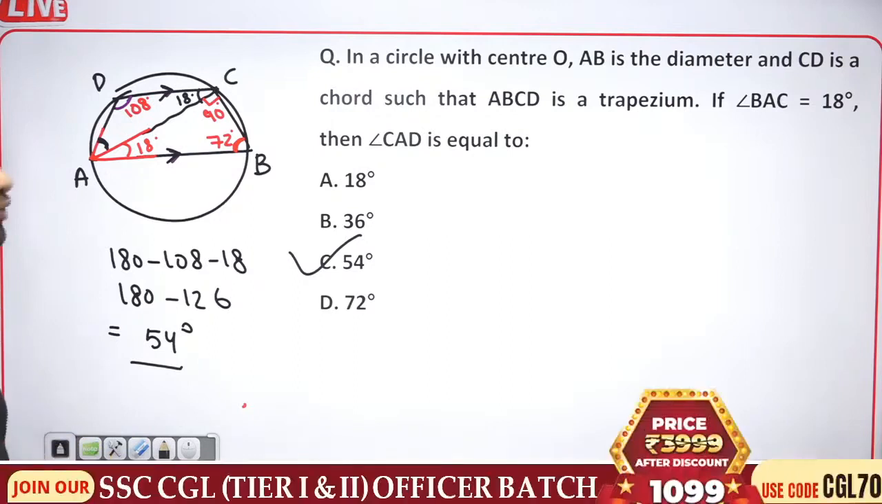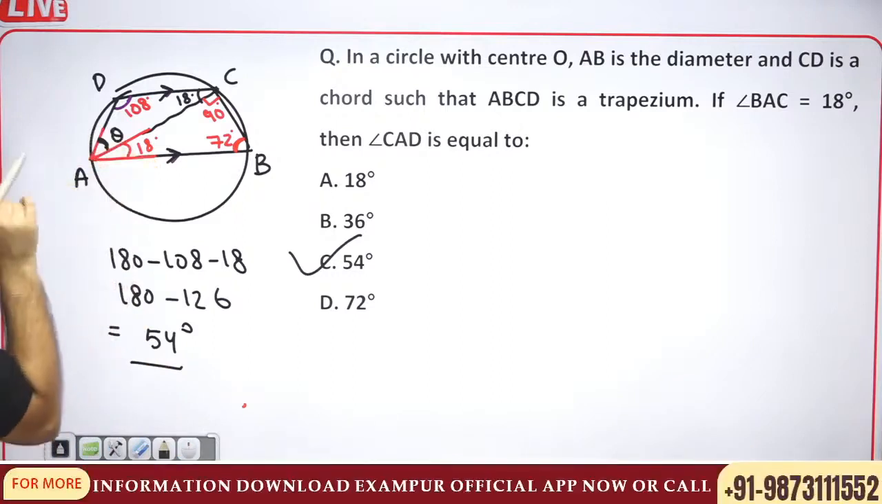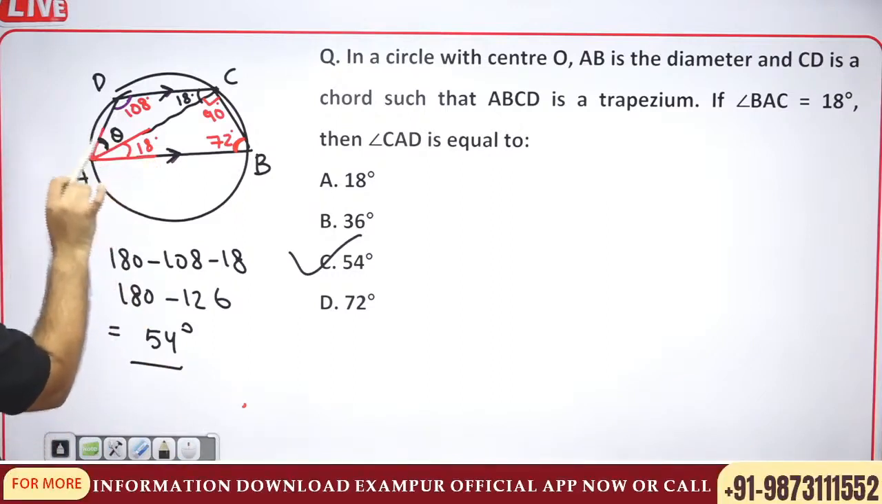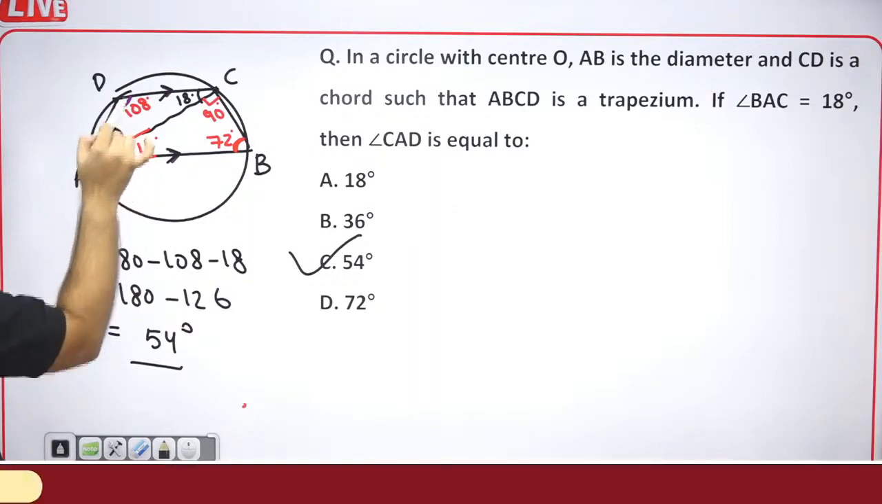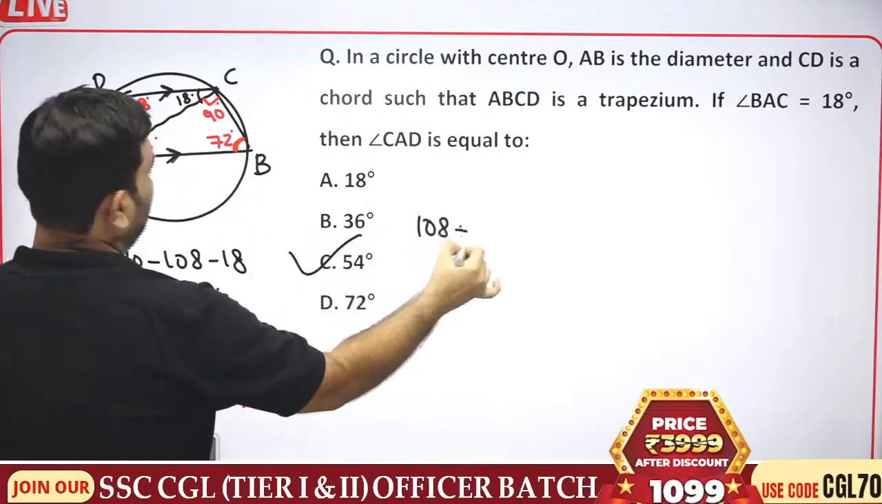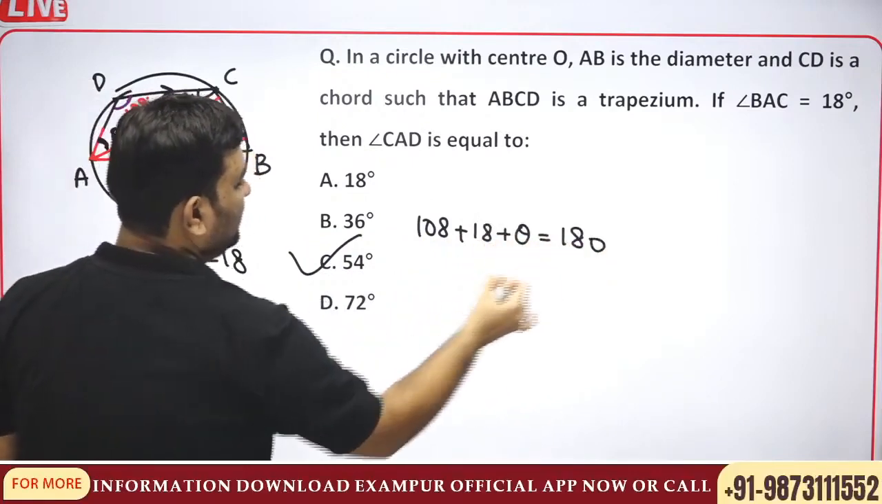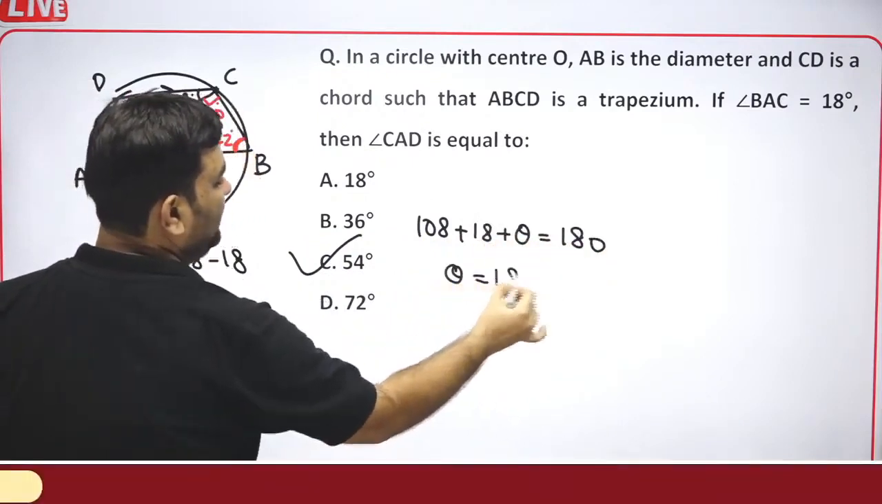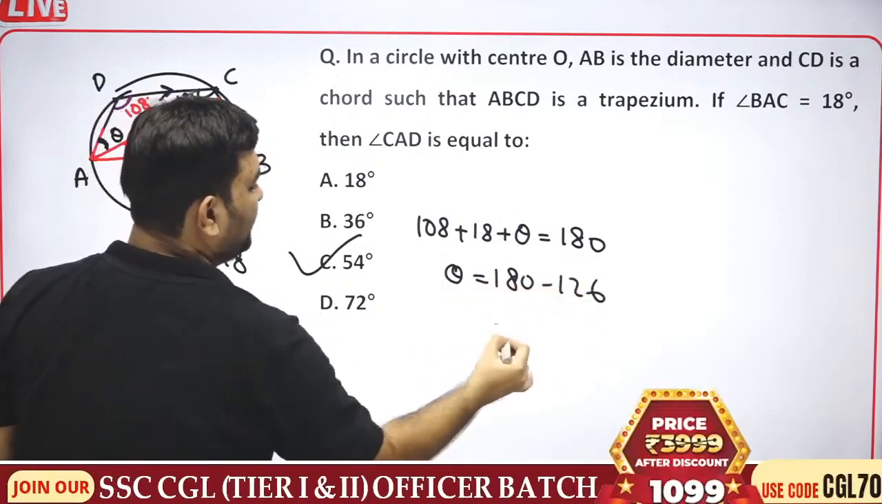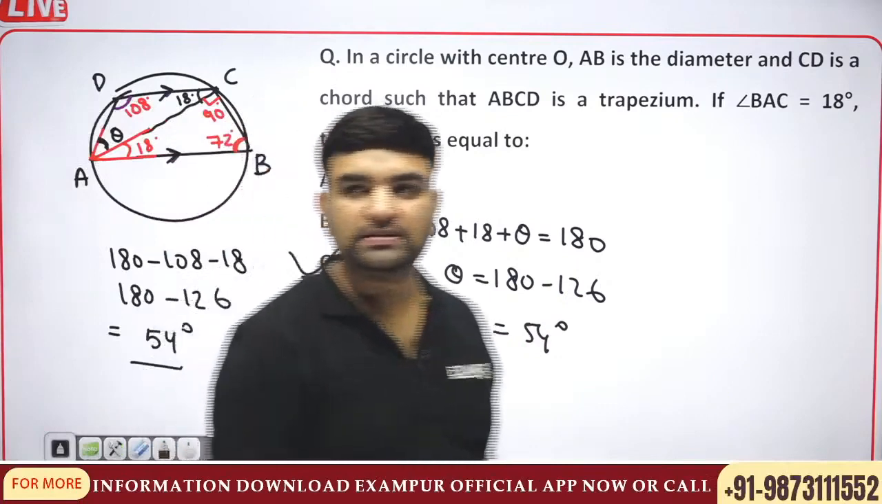Yeah, Charlie, you can do it in this manner as well. Let this angle be theta. So their sum should be equal to 180. We will say 108 plus 18 plus theta should be equal to 180. So theta is 180 minus 126, which is 54. Whatever you do, I'm with you always.